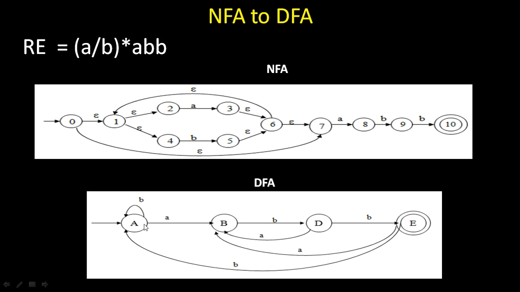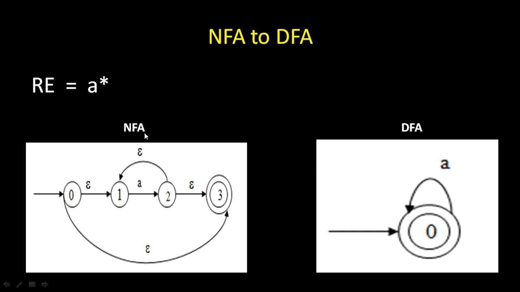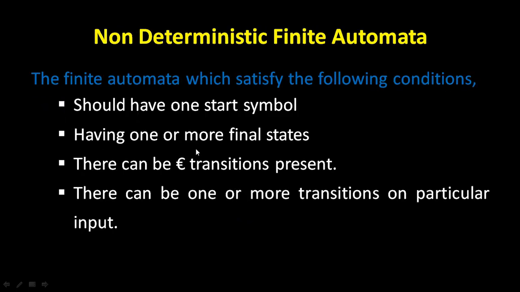So from A, we can move to B for the input symbol small a. We can move again to A on the input symbol small b. So according to the input symbol, we can clearly determine whether we move to this state or stay in the same state. So this is called deterministic finite automata. Once you draw a deterministic finite automata, you should check whether it satisfies these four conditions. Once you draw a non-deterministic finite automata, you should check whether that transition diagram satisfies these four rules.